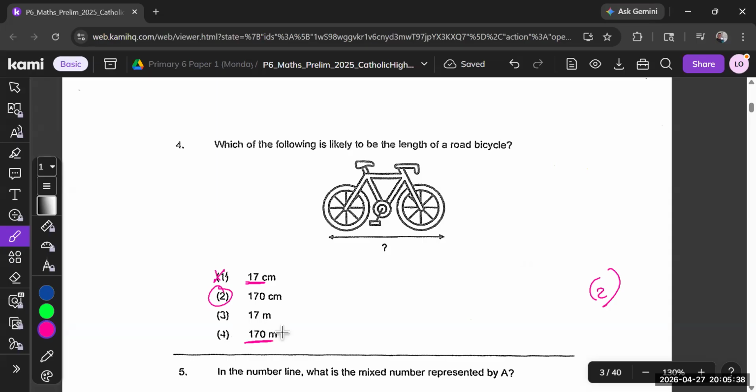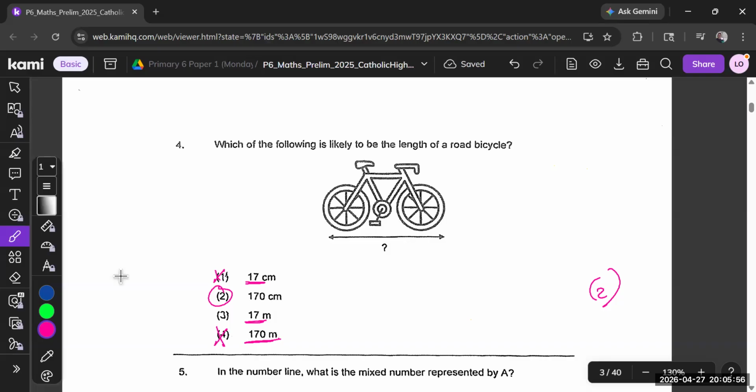17. Okay, what is 170 meter? 170 meter is very far. Remember your sports event? If you run 100-meter race, 100 meter is very long already. This is 170 meter, much longer. So it cannot be so long. Okay, because that is running a race.